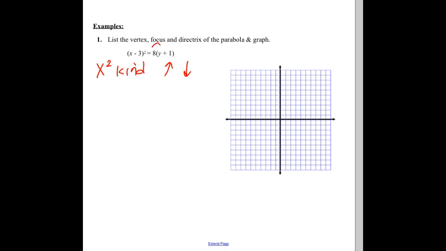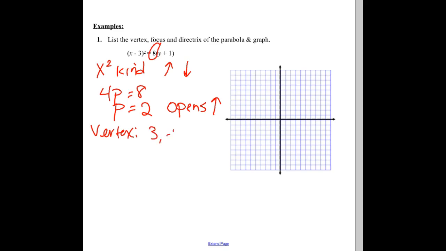Okay, this 8 right here is taking the place of that 4p in our equation. So we have 4p equals 8. That means p has to equal 2. And because p comes out as a positive value, which way is this going to open? Up. Okay. Next thing I look for, my vertex, because I have to base all these measurements off my vertex. So from my equation, what is the vertex? Good.